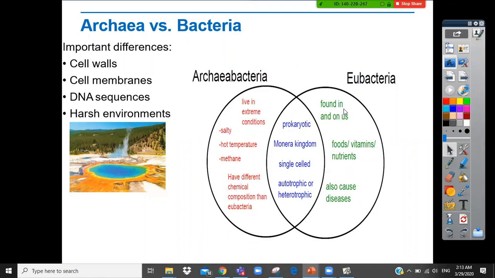Eubacteria or bacteria can be found everywhere around us, on us, or even inside us. Some of them are helpful and we use them to make our food, vitamins, or nutrients. Some other bacteria are harmful and can cause diseases.